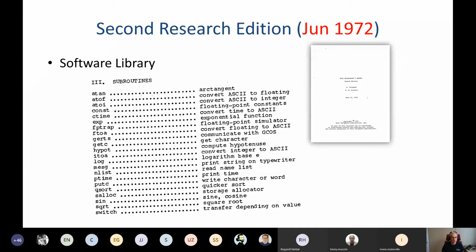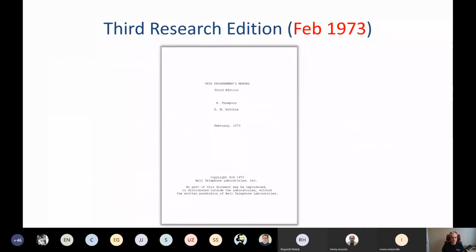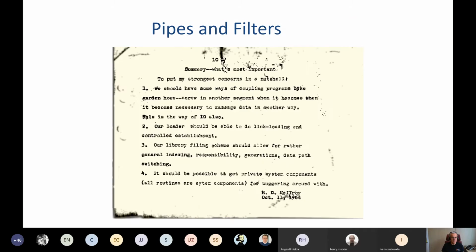The second research edition brought with it a software library with names that you recognize even today. The third edition brought something extremely important, namely pipes and filters, based on ideas that Doug McIlroy described in 1964. So it took almost 10 years for these ideas that you see described in this 1964 memo to be implemented in a usable form on a system. Once they were available, people got enchanted by them and started overnight converting most programs into filters.